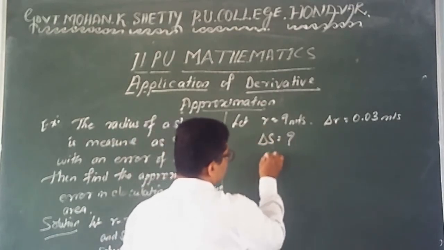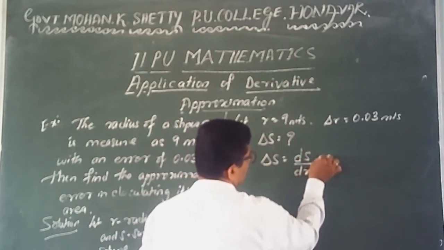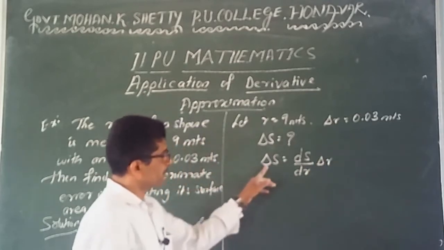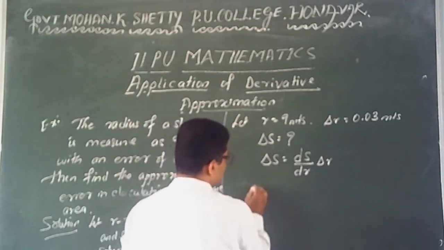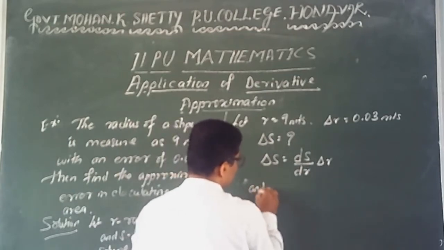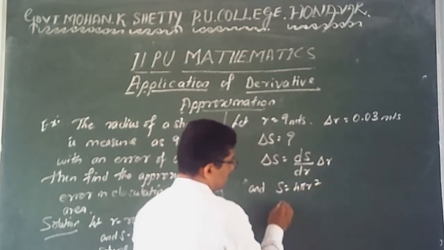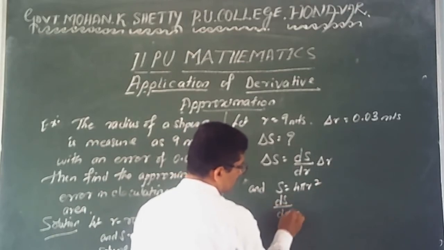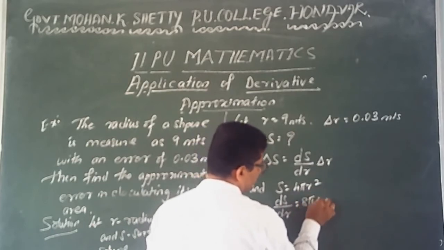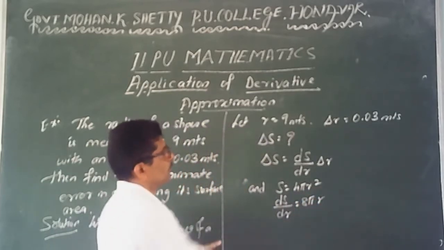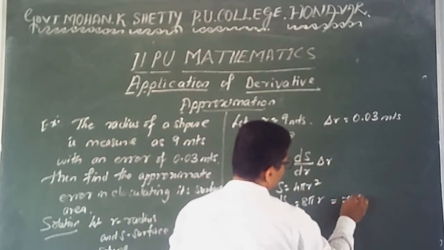You know that delta S is equal to the rate of change of S with respect to R into delta R. This is the approximate change of surface area. Here, what is S? S is the surface area of a sphere, 4 pi R square. The derivative of surface area with respect to its radius: 4 pi constant, R square gives 2R, so it is 8 pi R. Clear? When R is equal to 9, its value is 8 into 9, 72 pi.